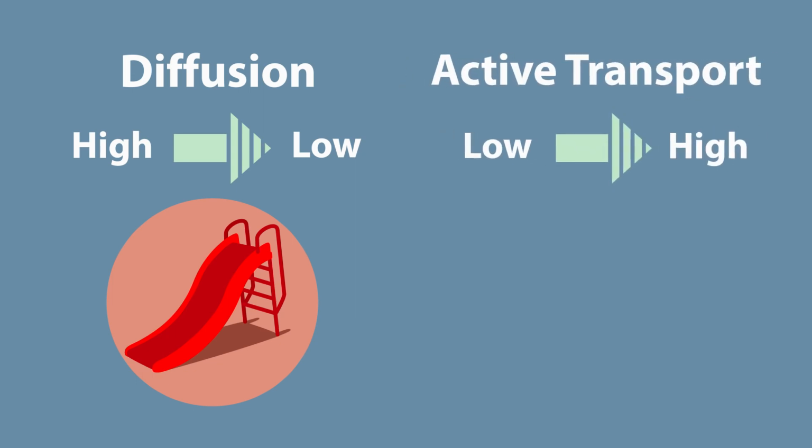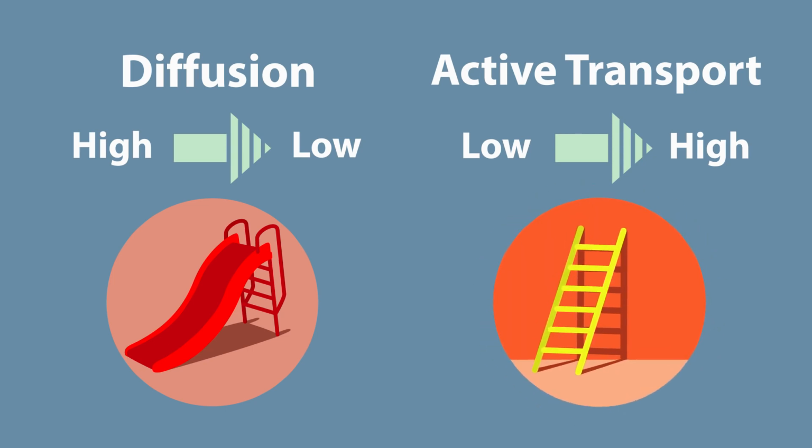Whereas active transport is the opposite. The substance needs to move up the concentration gradient from low concentration to a high concentration. Think of climbing a ladder. You need energy to go from low down to high up.